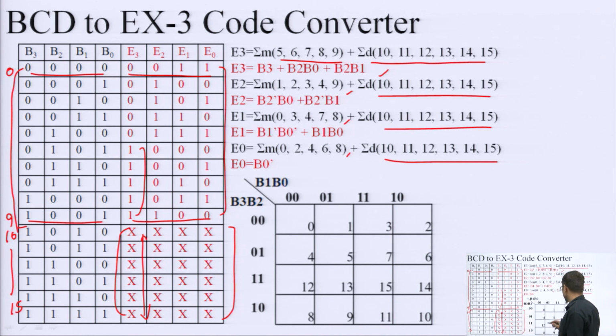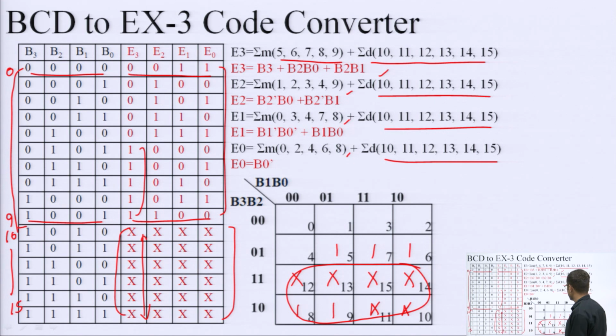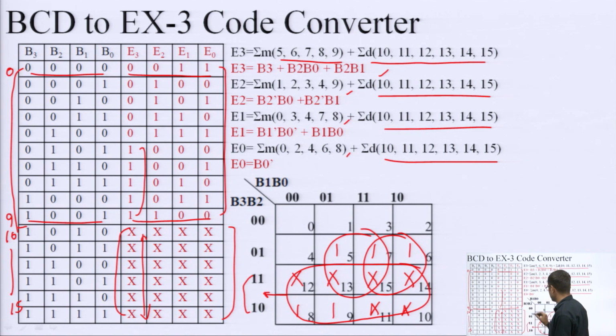So, 5, 6, 7, 8 and 9, and then 10, 11, 12, 13, 14 and 15 are don't care. If I prepare a K-map for this, I can check that there is an octet, and then a quad here, and another quad here. This octet corresponds to the term where one is common, that means B3. So, that is why B3 is written here.